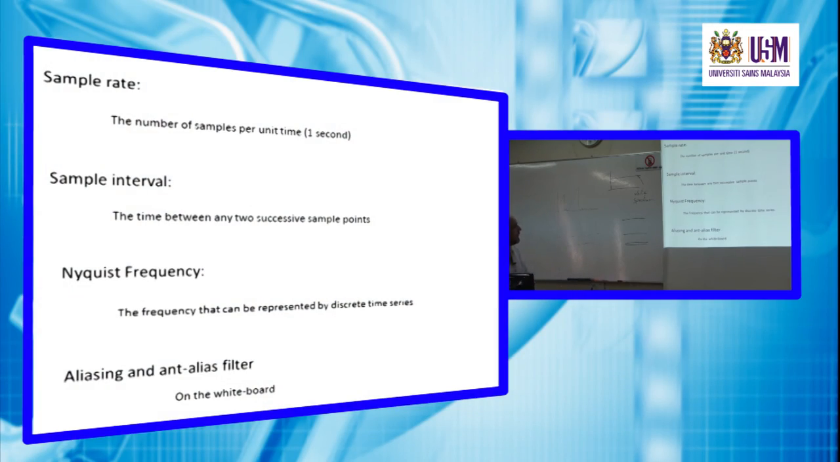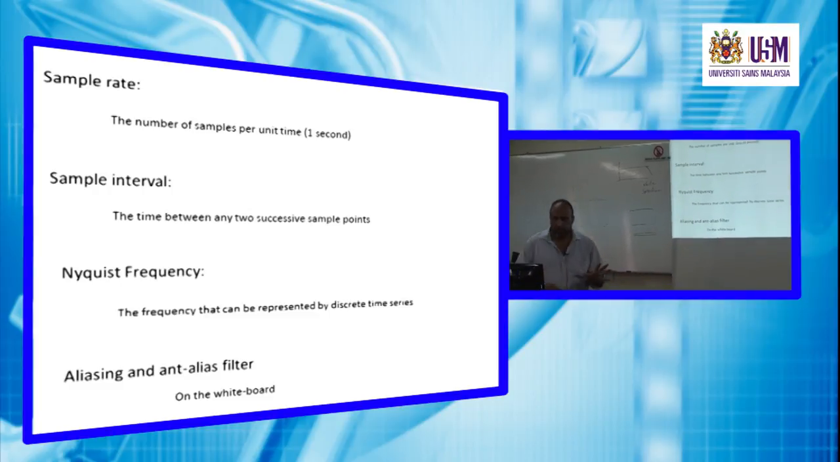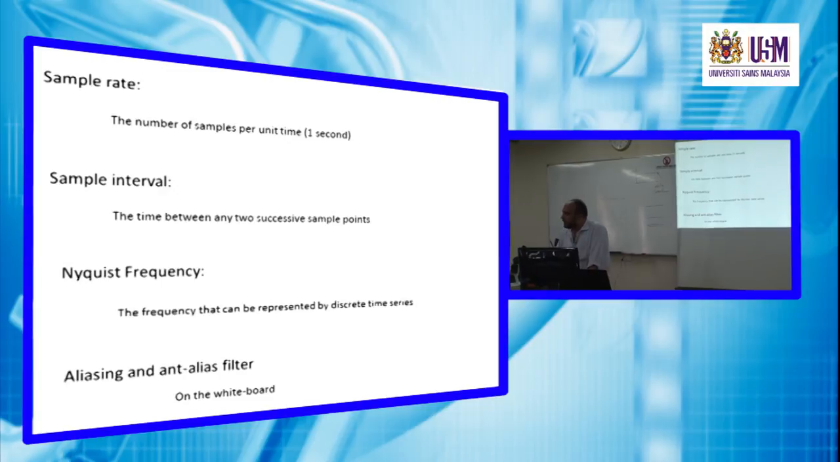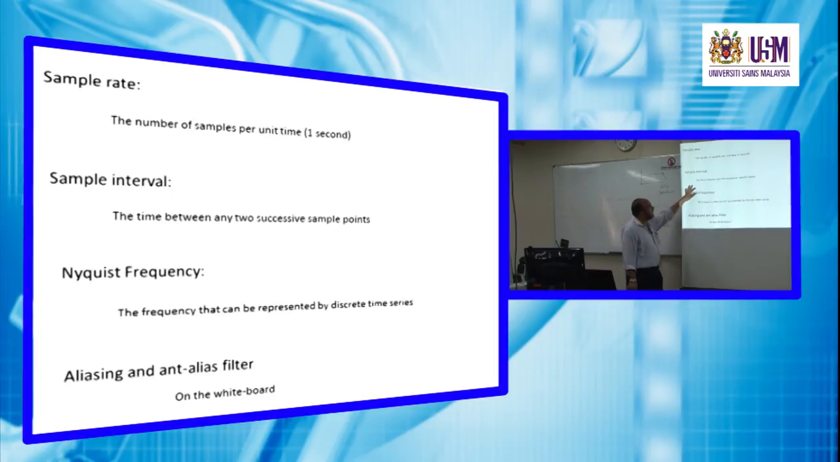Sample rate means the number of samples per unit time. Usually, we take unit time as 1 second. Sometimes we say we have 100 samples per second. This is called the sample rate, okay? The second point is the sample interval. The sample interval is the time between 2 successive points, or 2 successive discretes, or 2 successive measurements.